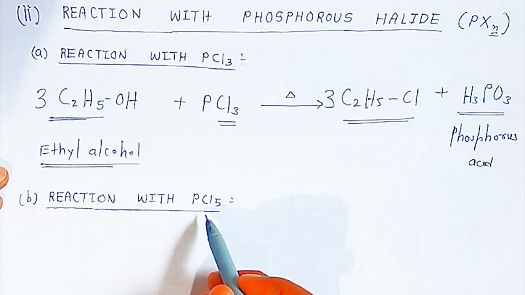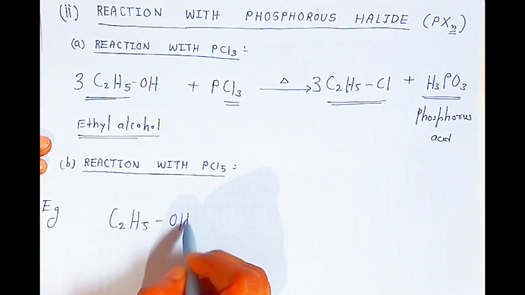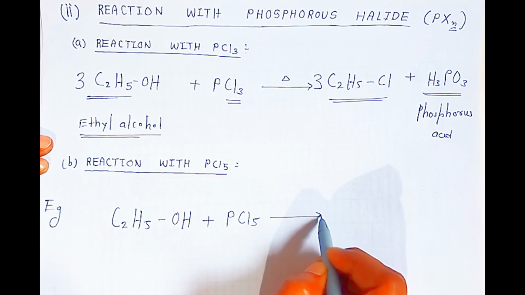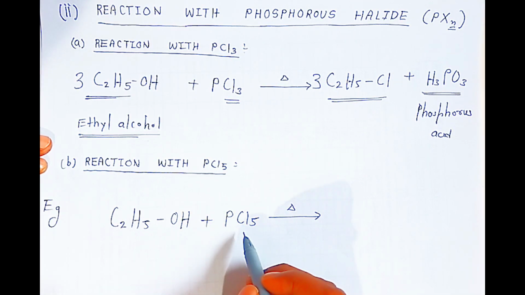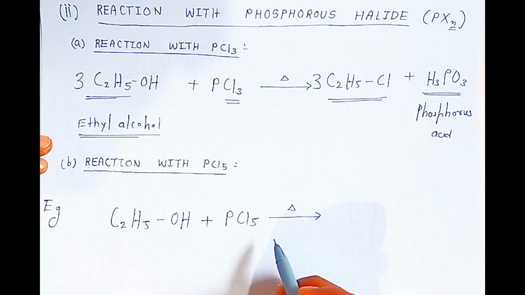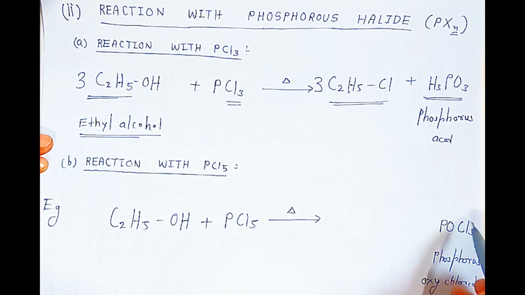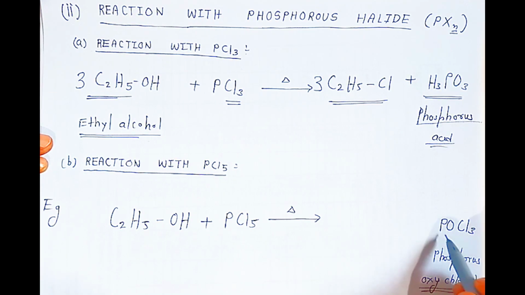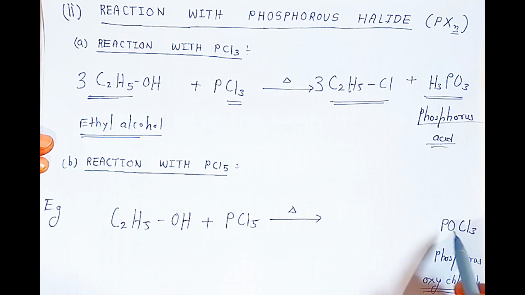Now the reaction with phosphorus pentachloride, students. Here also, a simple example I have taken. This is ethanol and phosphorus pentachloride. You have to just heat it, students, heating is required, then only these two reactants will combine. When you are using phosphorus pentachloride, there is a formation of phosphorus oxychloride. Here, instead of phosphorus acid, you are getting phosphorus oxychloride. Okay students, POCl3: before chlorine you have oxygen, so we call it oxychloride, and this P stands for phosphorus, so you are getting phosphorus oxychloride.